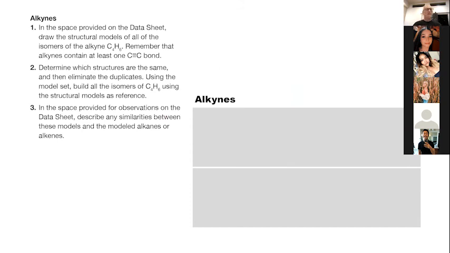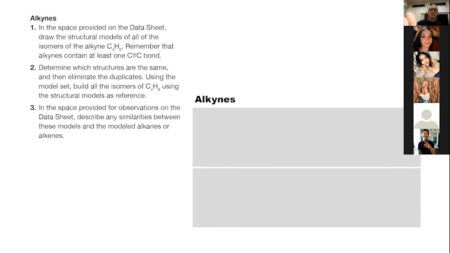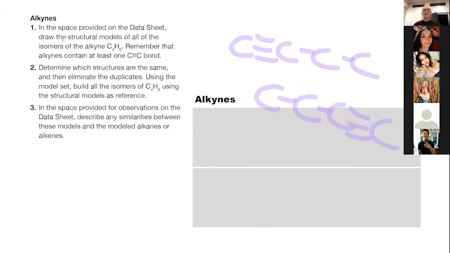So for alkynes, draw the structural models of all the different forms of C4H6. Remember, you've got to have at least one triple bond in there. And then determine which structures are the same. For example, if you draw this, then compare it to this, that's the same molecule. You've just flipped it.